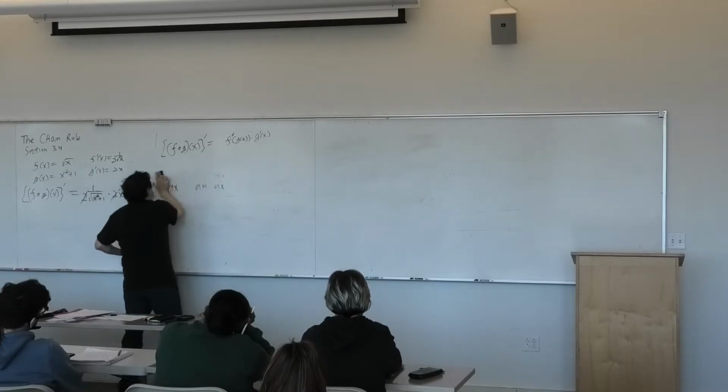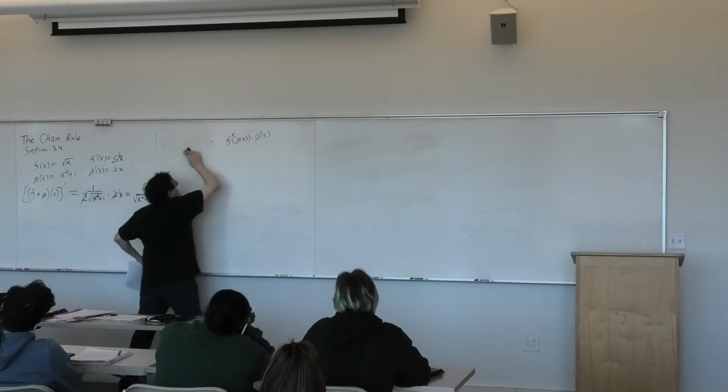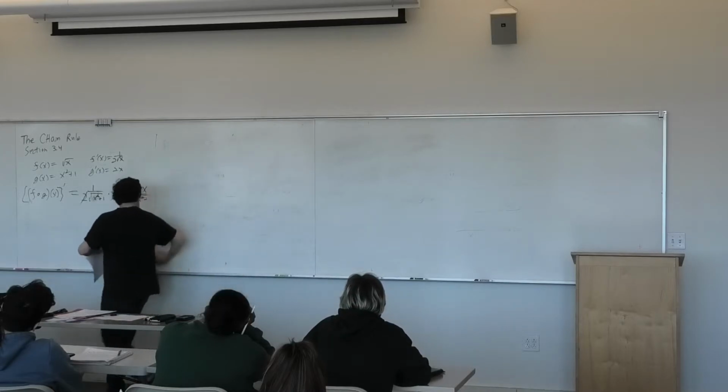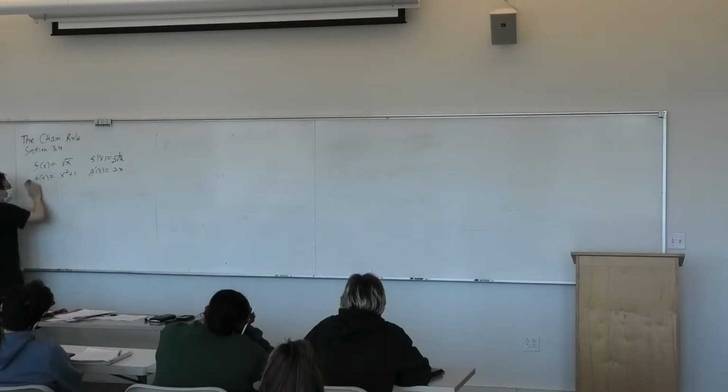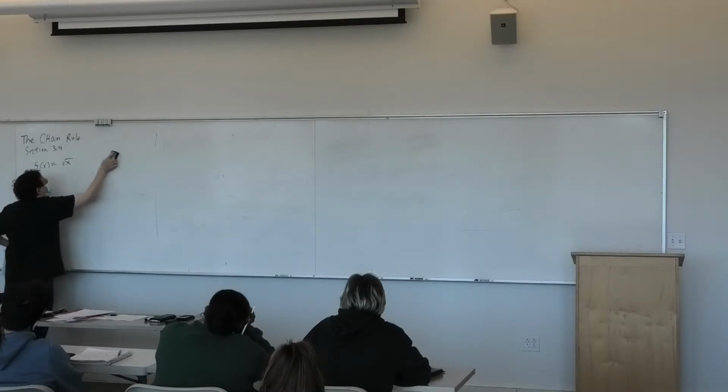Even though stating it is straightforward, when you start looking at some complicated functions, sometimes even I look at something and I have to think about it for a while. How does the chain rule apply?